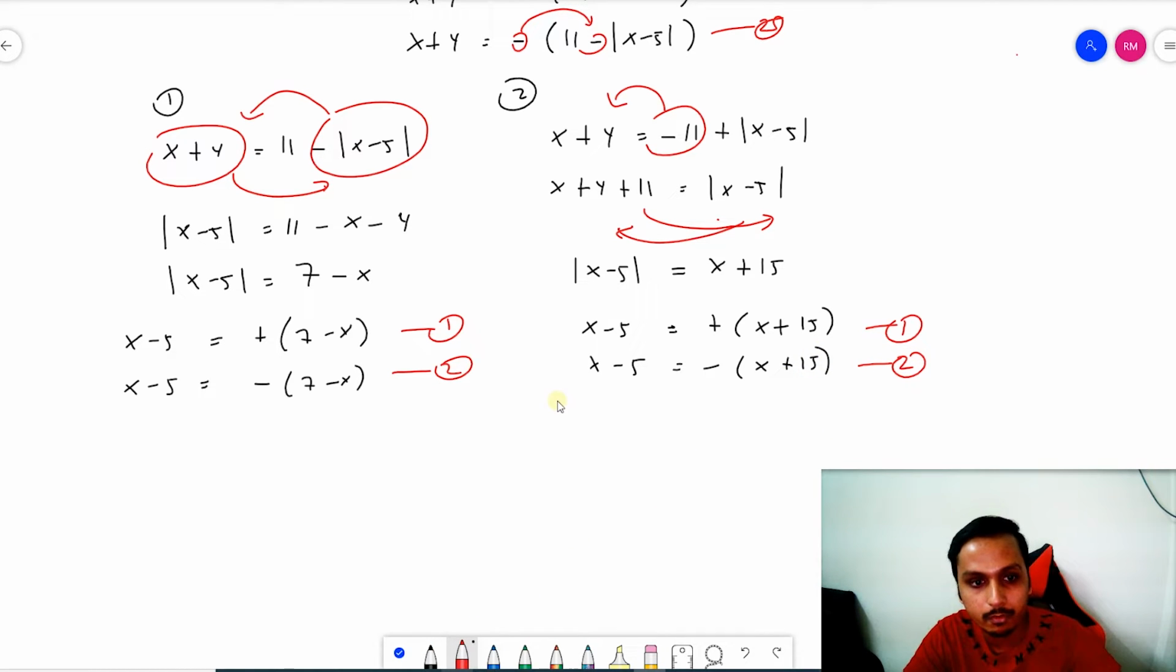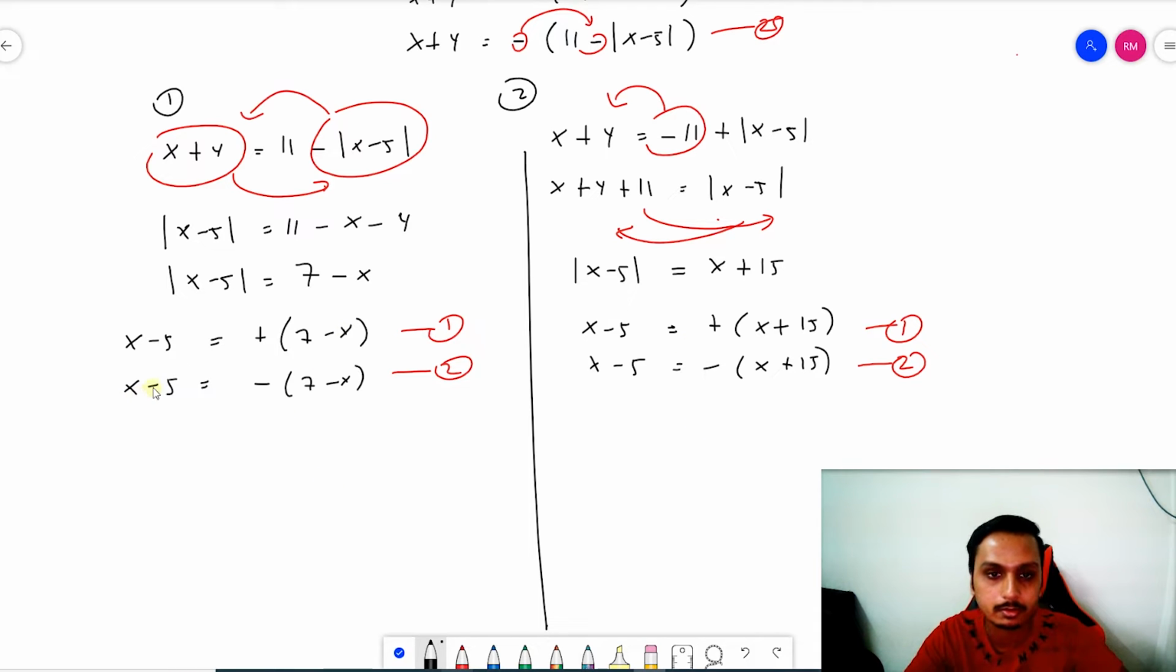Alright, so we have 4 different equations to solve right now. So let's solve one by one. So let's solve for this part first. Okay, it's very easy for me now. I did draw a line to separate the one on the left and the one on the right. So let's look at the first component.